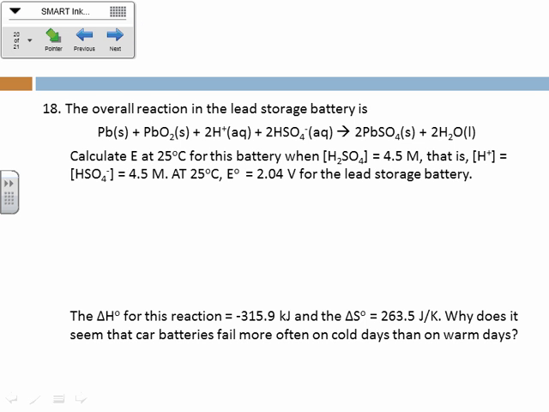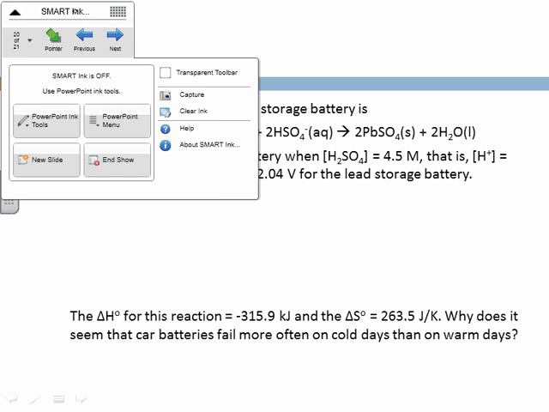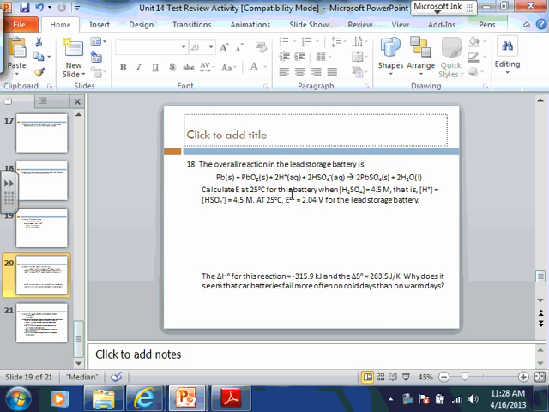Alright, next. The overall reaction in a lead storage battery is, we were talking about this the other day, so I thought I'd throw this problem in here. A lead battery is lead reacting with lead oxide, which is kind of interesting. So it's all lead. So here's the question. See if you can figure this out. I'll give you a few minutes on this one because this one's going to take a little bit longer.